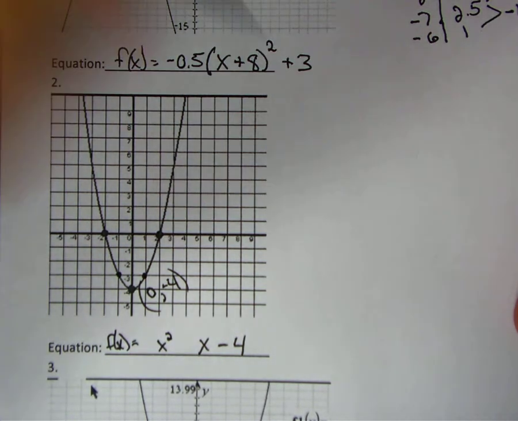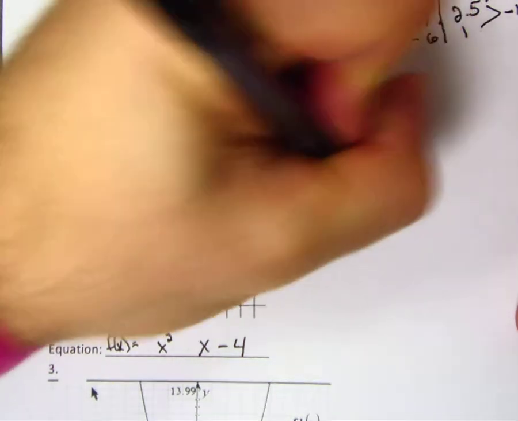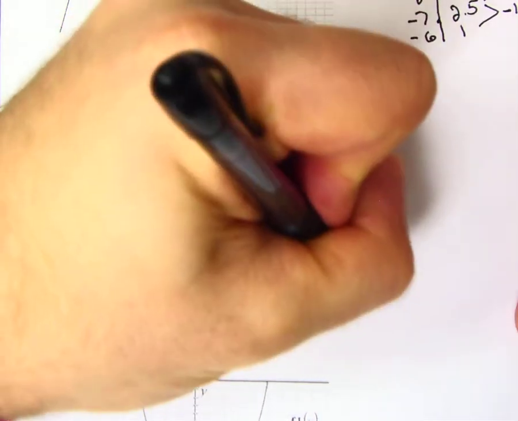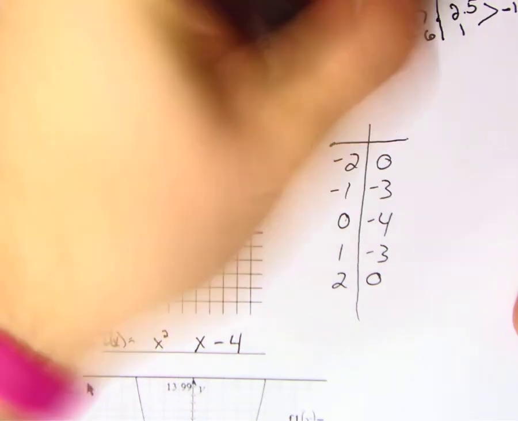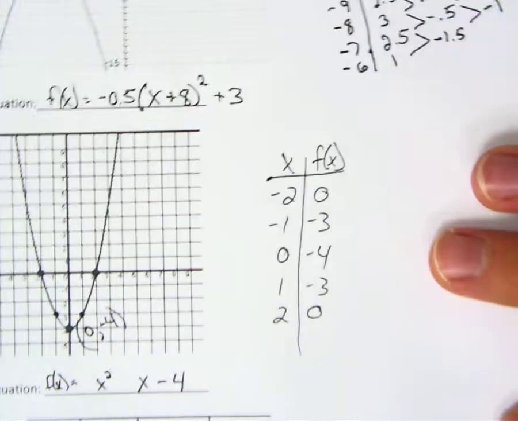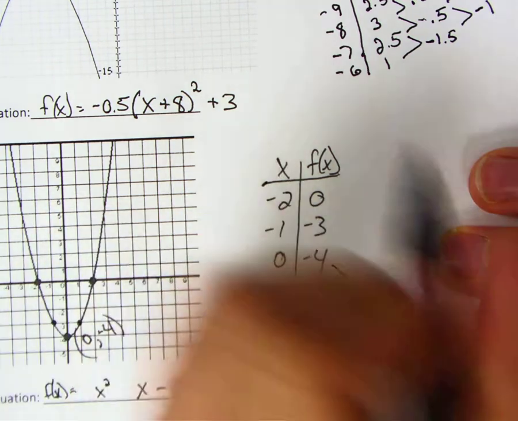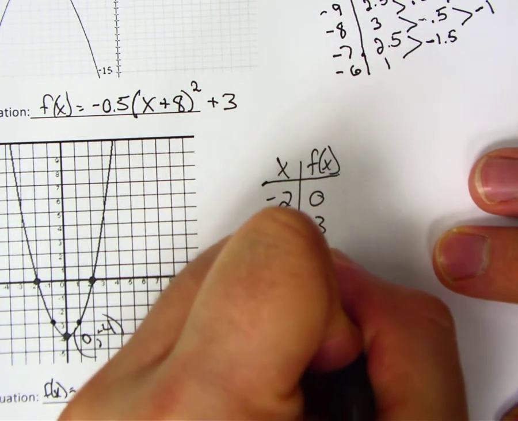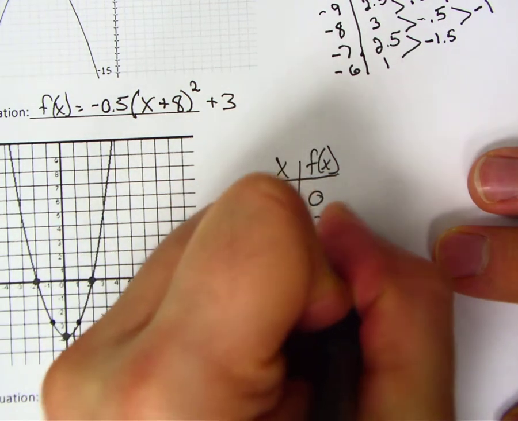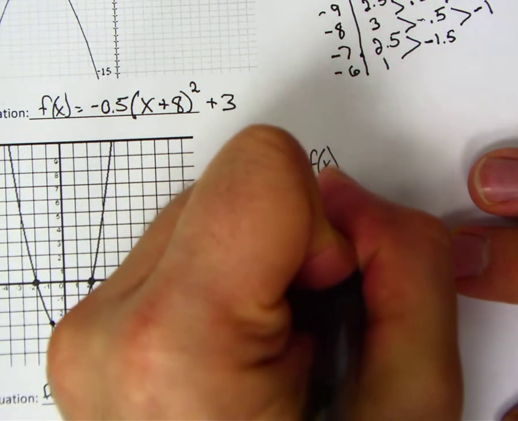I could get more, but I don't really need them, so I'm going to go -2, 0, -1, -3, 0, -4, 1, -3, and 2, 0. Alright? X and f of x. And now I can find my changes. Right? Working it up. 0 minus -3 is 3. -3 minus -4 is 1. -4 minus -3 is -1. And -3 minus 0 is -3.